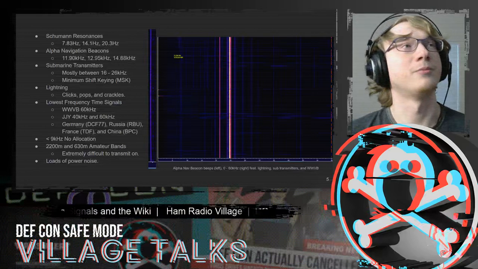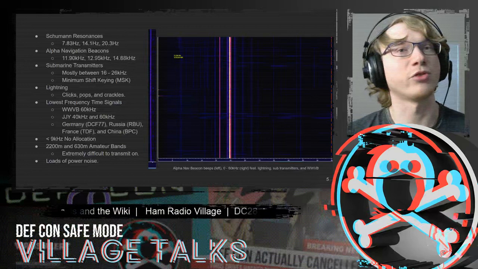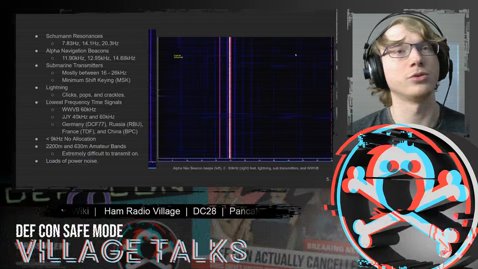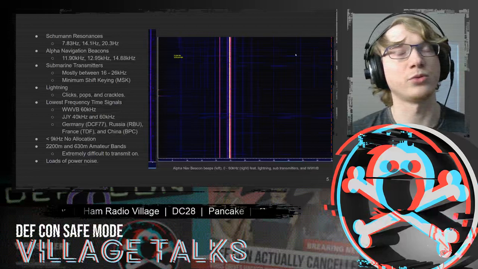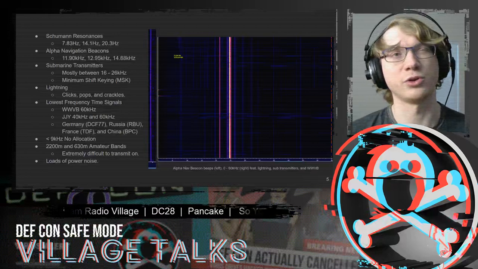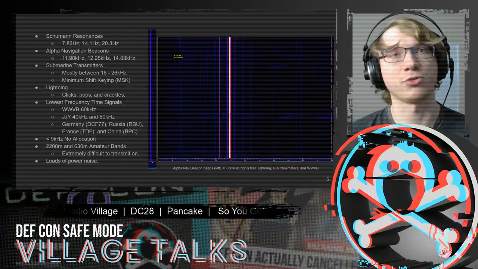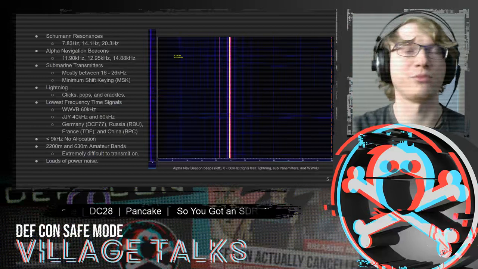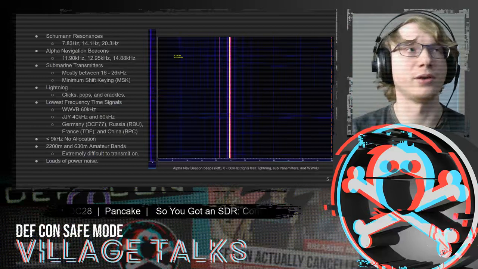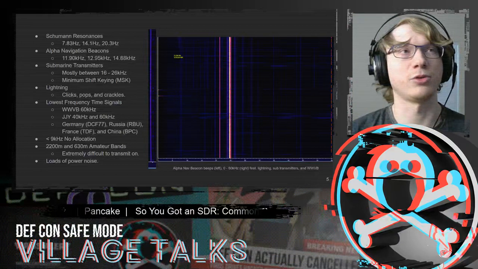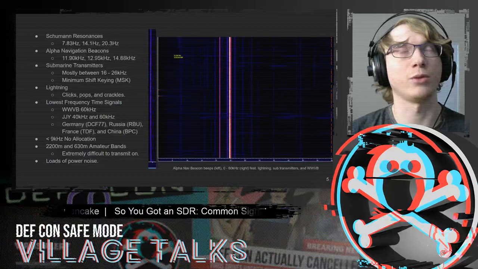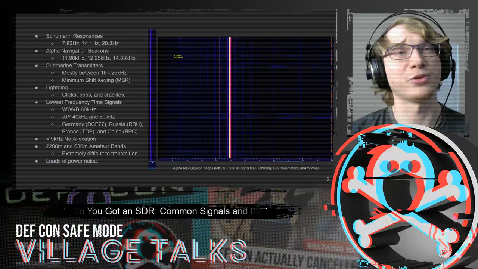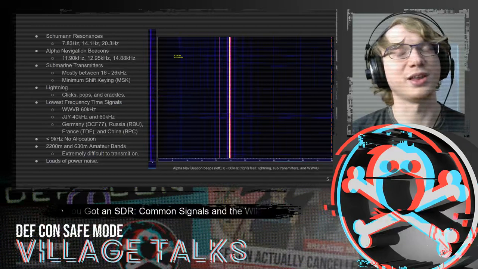But moving along, we have submarine transmitters. There are many submarine transmitters around the world. Most of them are between 16 to 26 kHz. They're 300 Hz wide. You can see them in that picture in the middle. They're the big, long stripes going up vertically. The strong one is Jim Creek, which is NLK at 24.8 kilohertz. And they use minimum shift keying. They sound pretty neat, but you can't get anything out of them.